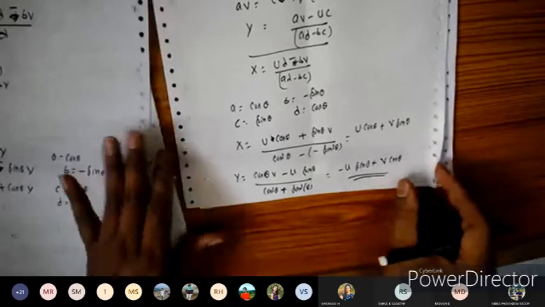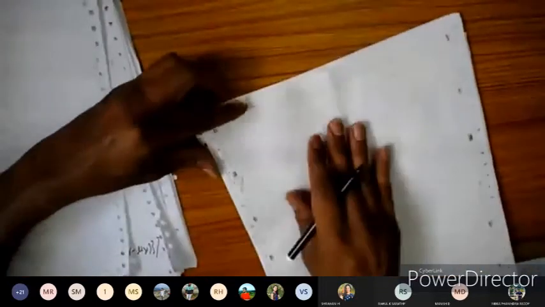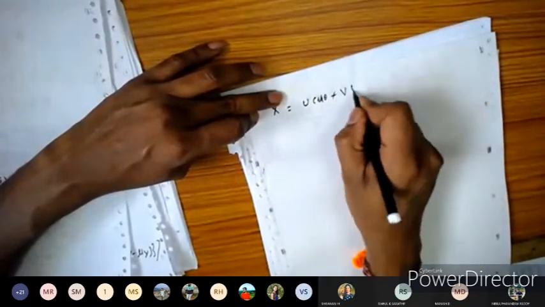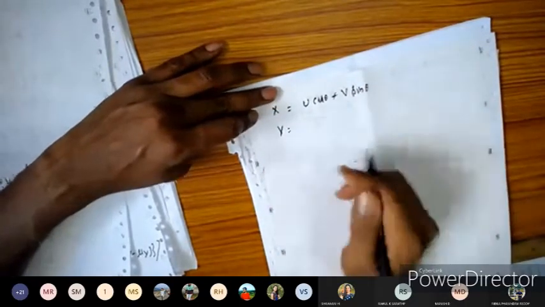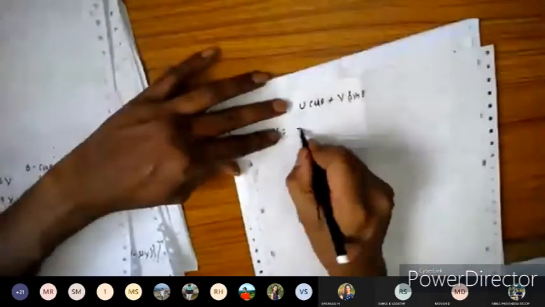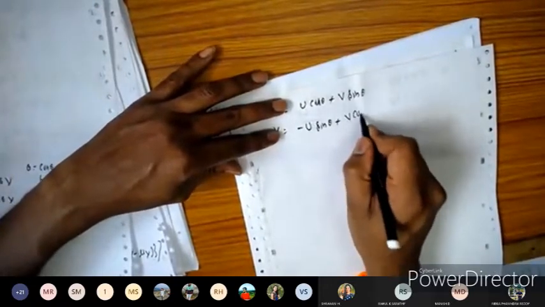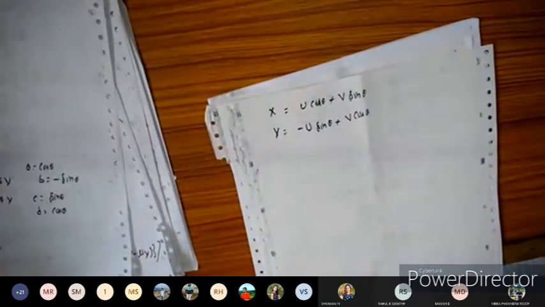Okay, fine. So now let us find out the mean and variance of this one. I'm going to rewrite here. So x is equal to u cos theta plus v sin theta, and y is equal to minus u into sin theta plus v into cos theta. Now let us find out the mean and variance of this one.